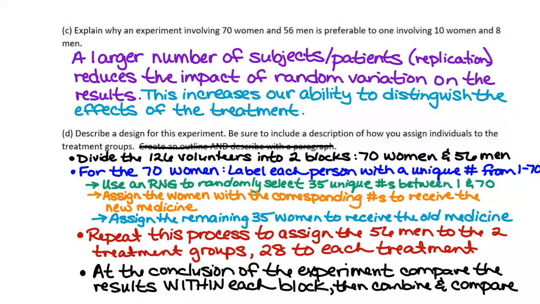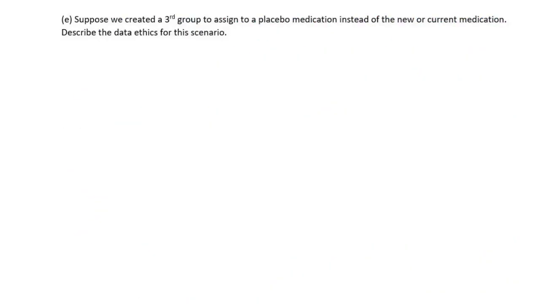Cool beans. There is one last teeny tiny piece of this question. Part E: suppose we created a third group to assign to a placebo medicine instead of the new or current medicine. Describe the data ethics for this scenario. So this isn't really something that we went into, but I want you to think about this for a minute in context. You suffer from migraines.